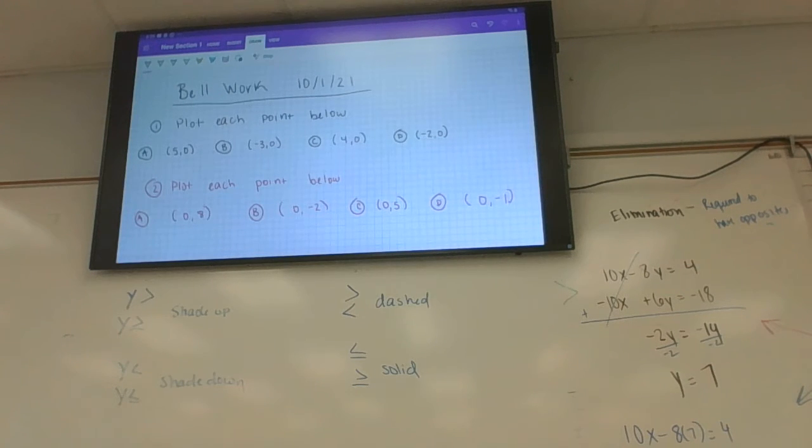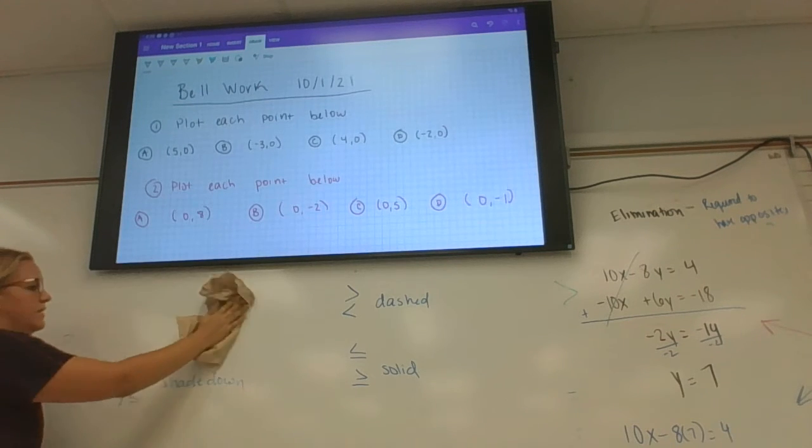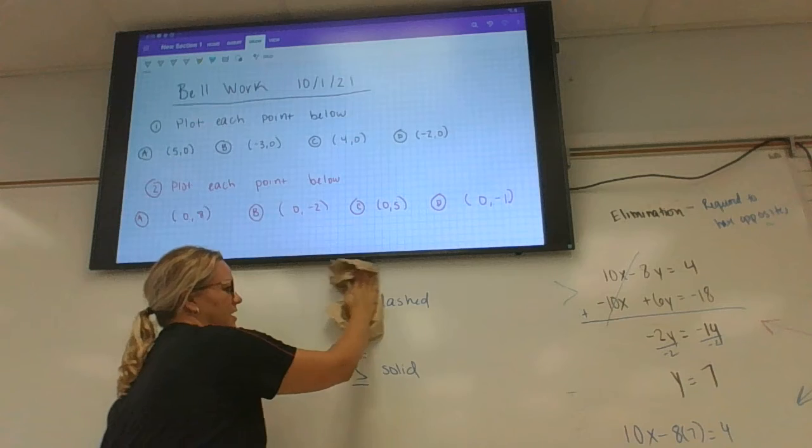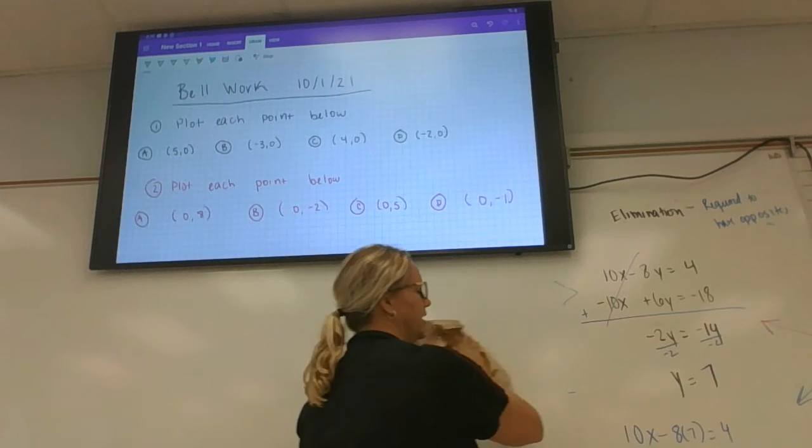Put everything on one coordinate plane. Everything? One coordinate plane. So you have an X and Y axis. You label it. You plot your point.